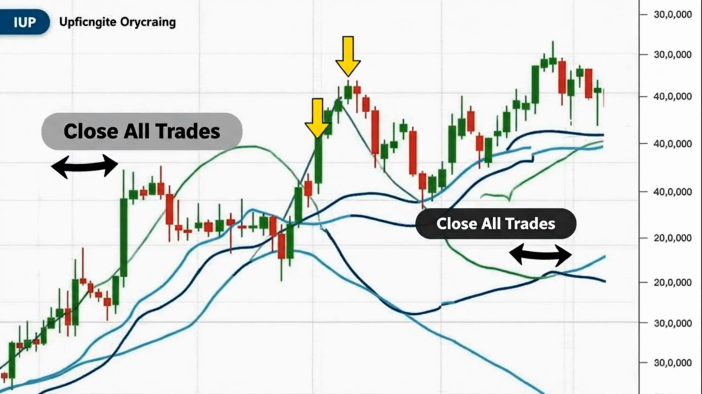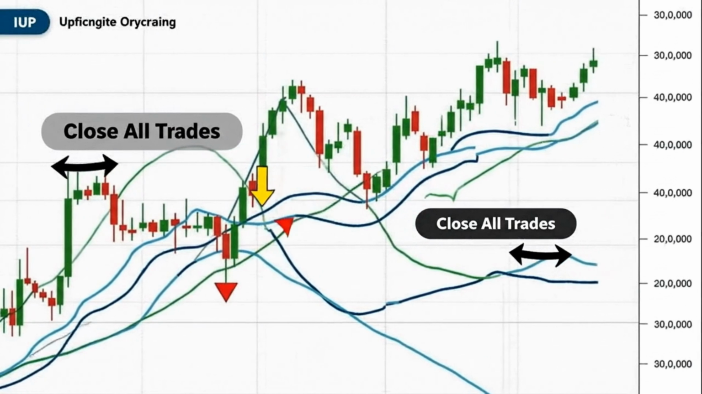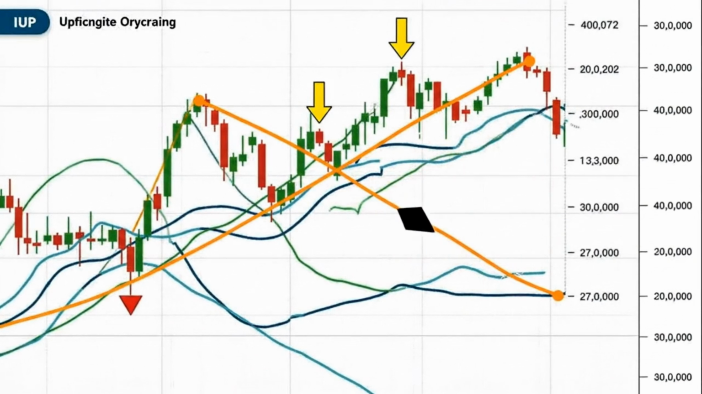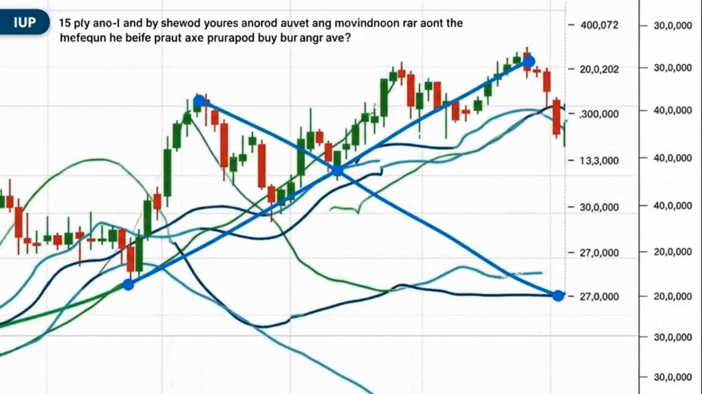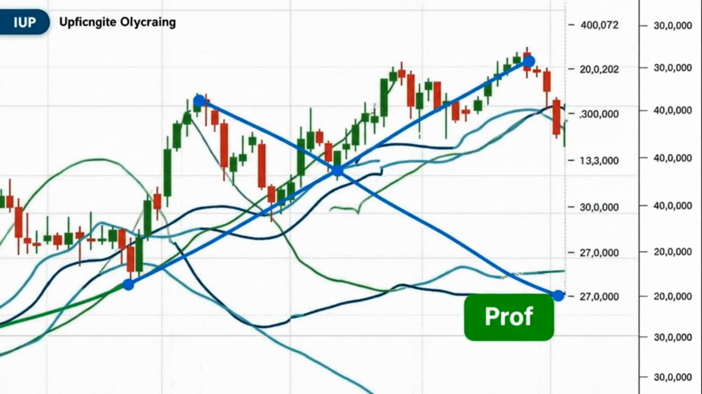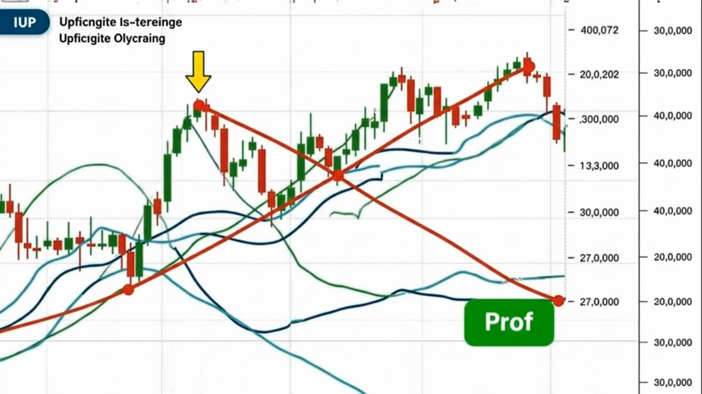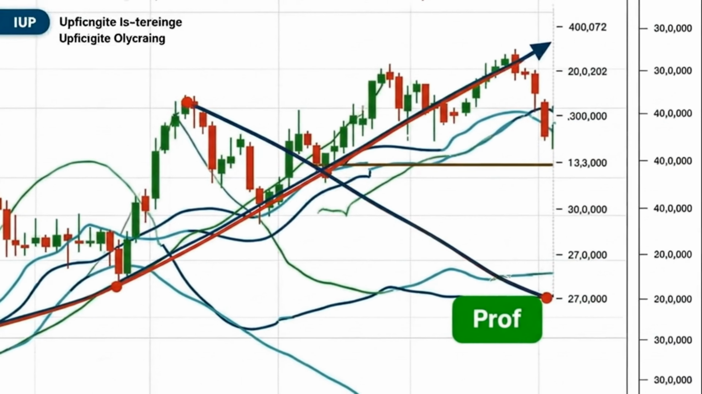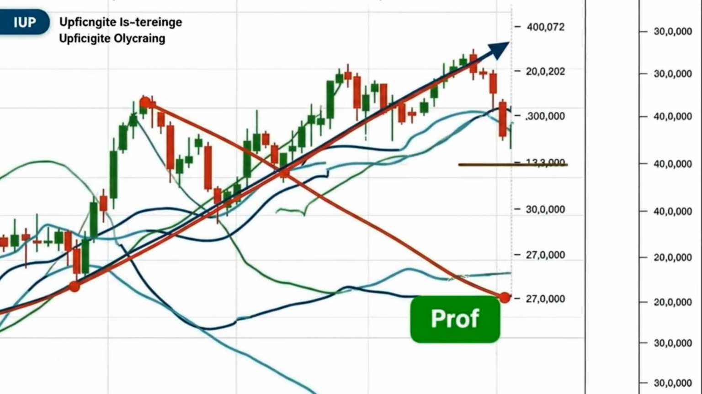We're going to be adding a few different indicators to our chart, and I will explain exactly how to use them. This video explains a simple and powerful moving average trading strategy using the 15-period and 20-period moving averages. The strategy begins when the faster 15 SMA crosses above the slower 20 SMA, signaling the start.